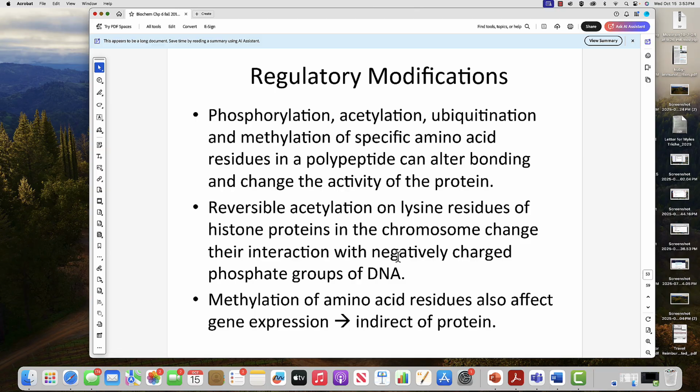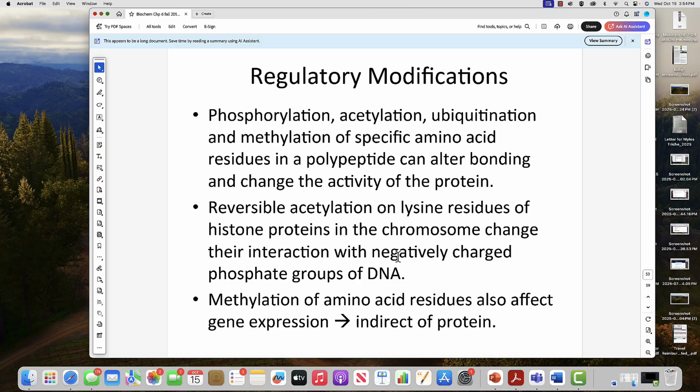You have reversible acetylation on lysine residues of histone proteins that can cause DNA to condense or decondense. Methylation of an amino acid residue can affect gene expression, so it can turn genes on or off. And so this indirectly affects protein, but you also have phosphorylation, acetylation. This is where a phosphate group is added or an acetyl group is added, and that can either turn on a protein or it can turn off a protein.